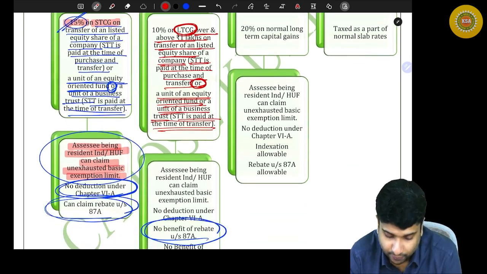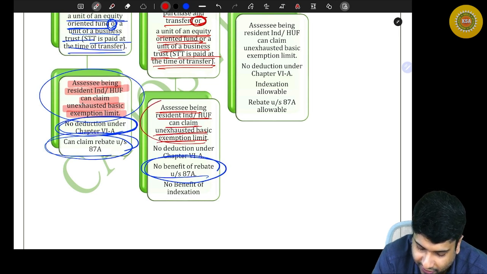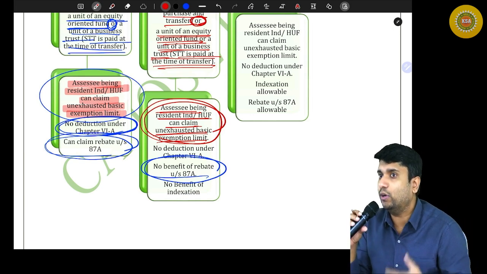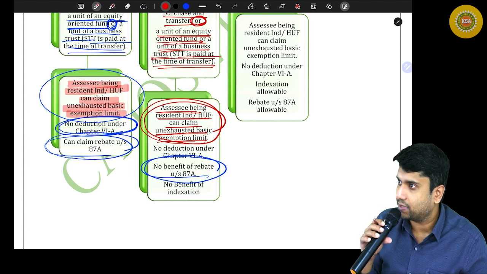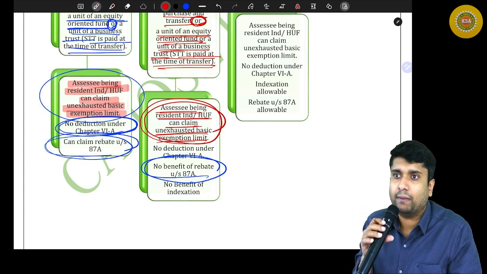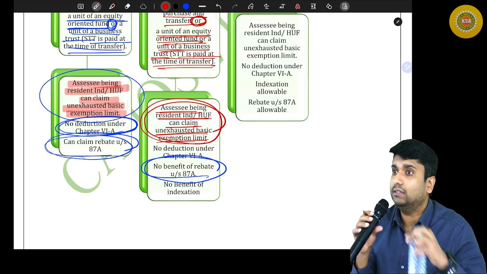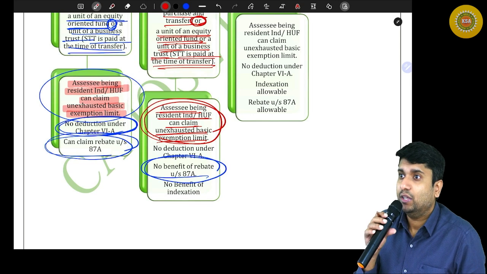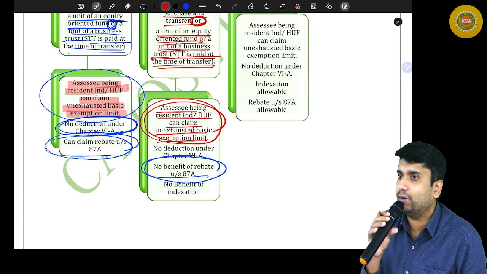Moving on. Assessee being a resident individual or HUF can claim what? Unexhausted basic exemption limit. I hope you understand what this unexhausted basic exemption limit is. You don't require any other example because I've already finished an example. If you have an unexhausted basic exemption limit, you can adjust that with the long-term capital gain under 112A as well. But there is one condition for that. You tell me what the condition is. You have to be a resident individual or resident HUF. Then only you can adjust this. Otherwise, you cannot adjust this.